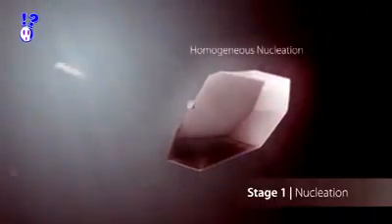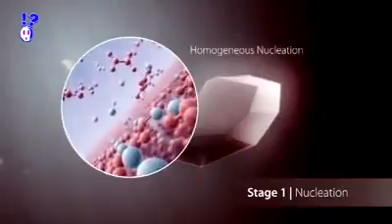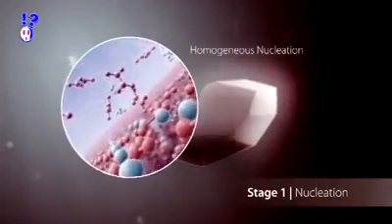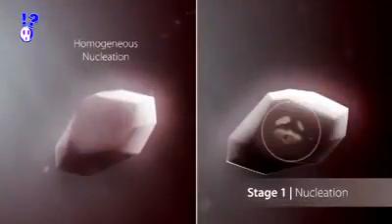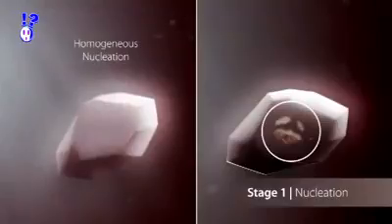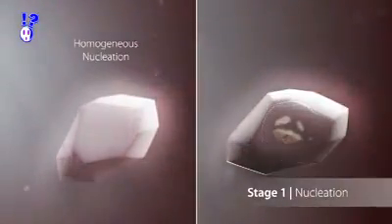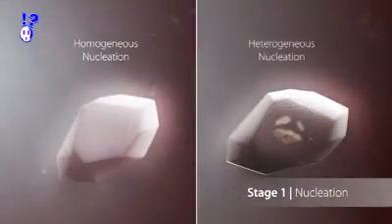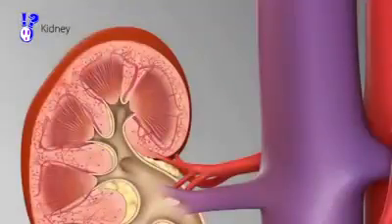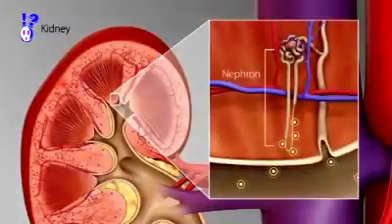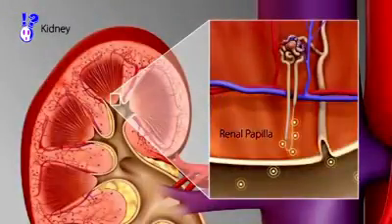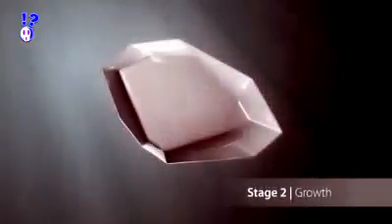In homogeneous nucleation, crystals form around a nucleus with the same composition. Crystals of a different composition can also form around the nucleus. Organic materials such as cell debris may be deposited between the crystals as a matrix. This is heterogeneous nucleation. The tiny crystal formations travel down the nephron and are usually deposited at the renal papilla, where they undergo the next major phase, growth.